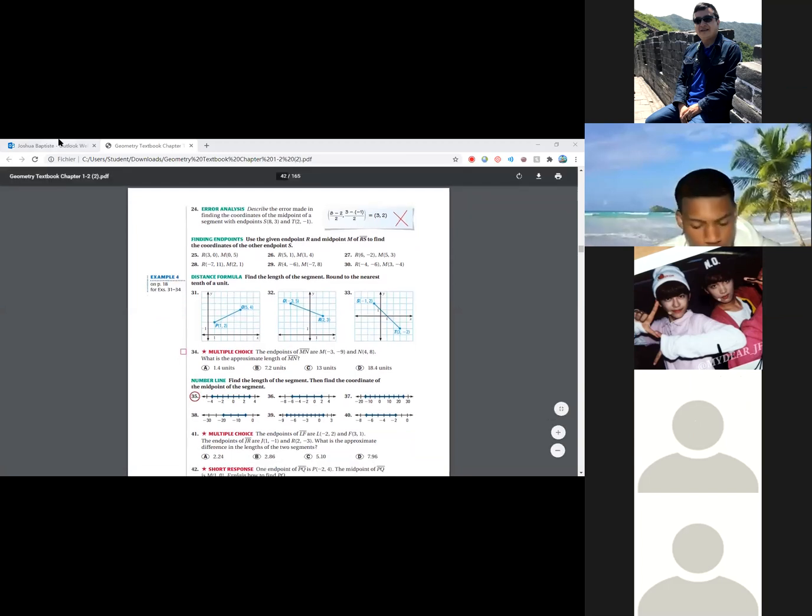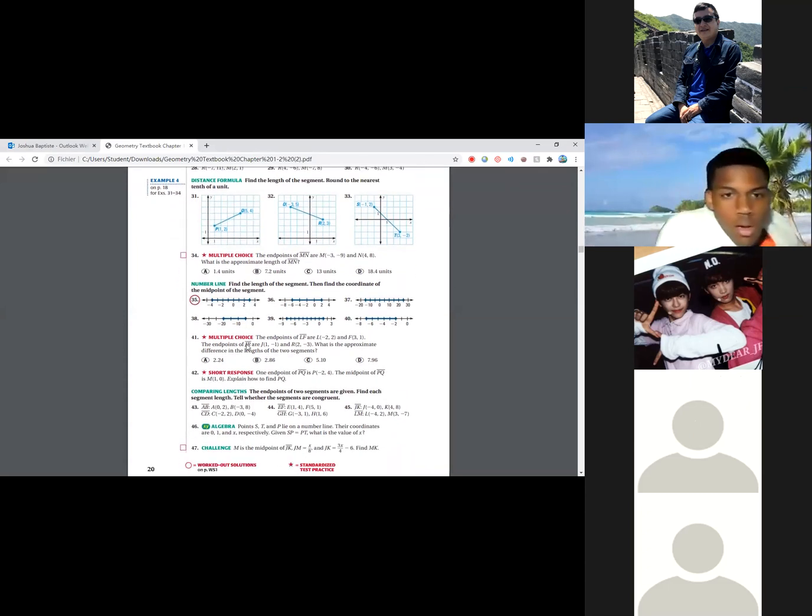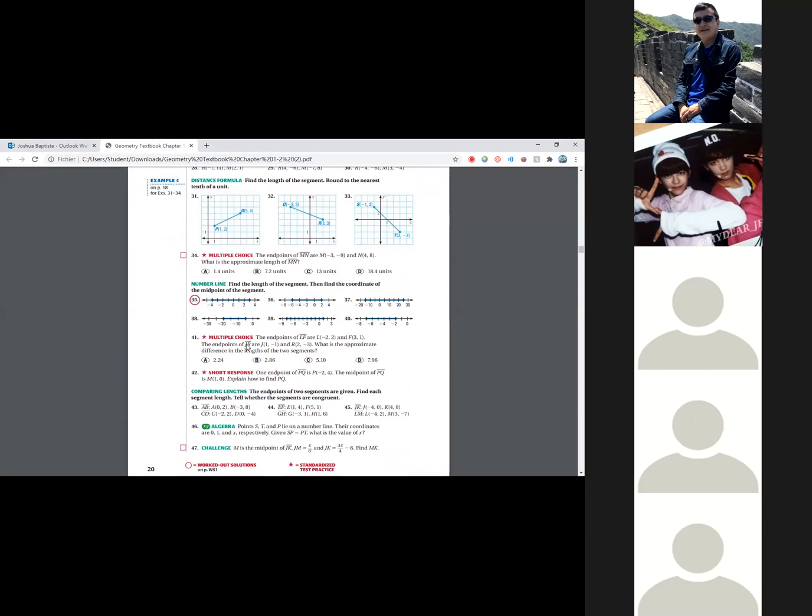So then I guess the next one is 35. Find the length of the segment and find the coordinate midpoint of the segment. So next person would be Noble, I think. Yeah. I'm not sure if I did this one right, but I got 7 units, and the coordinate I got was like 0.5. Yeah, so that's 7 units. And then, well, I think it would be negative 0.5, right? Yeah, I'm looking at it. Okay.